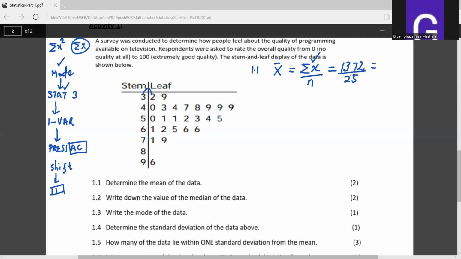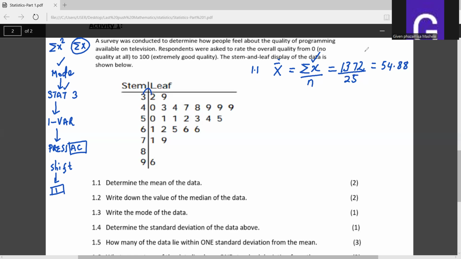Then you can also confirm the X bar: Shift 1, then you go to variable this time, you go to VAR, then you press number 4. In number 4, you'll see we have n, which is the number of observations. Number 2 will be the X bar. It depends on the calculator. If you press that 2, it will show you that the X bar or the mean is 54.88.